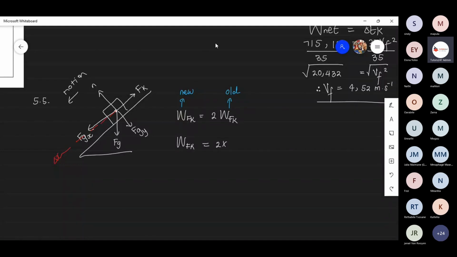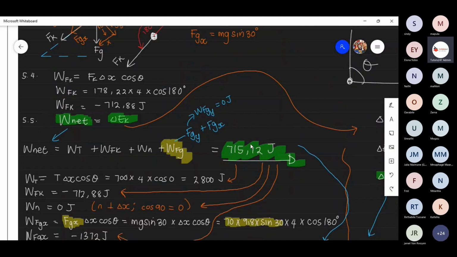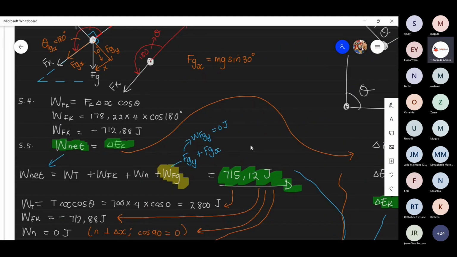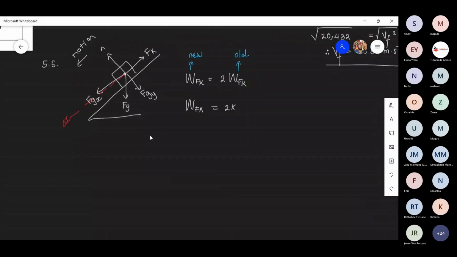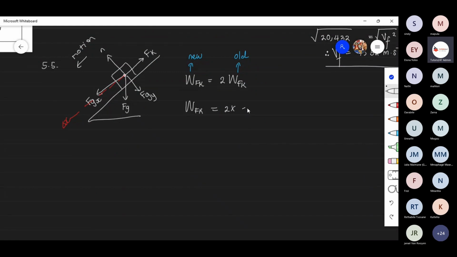What was it? 712.88. So where did that go? Oh, here it is. So this is now going to be negative 712.88 joules. We can put this onto our calculator. Just give me a moment.